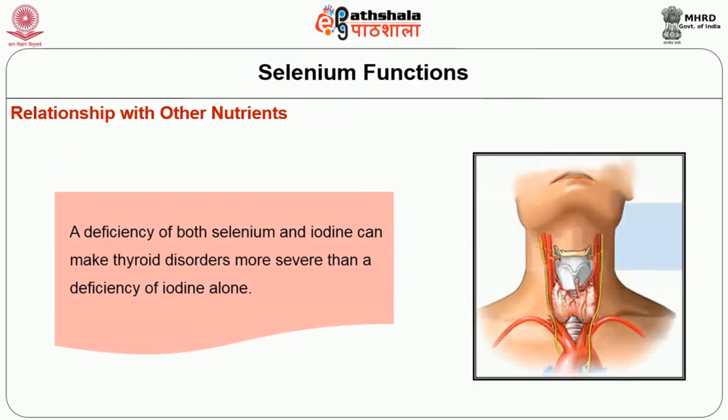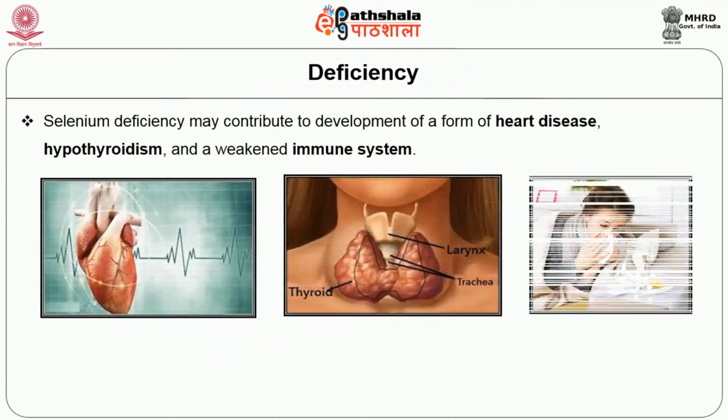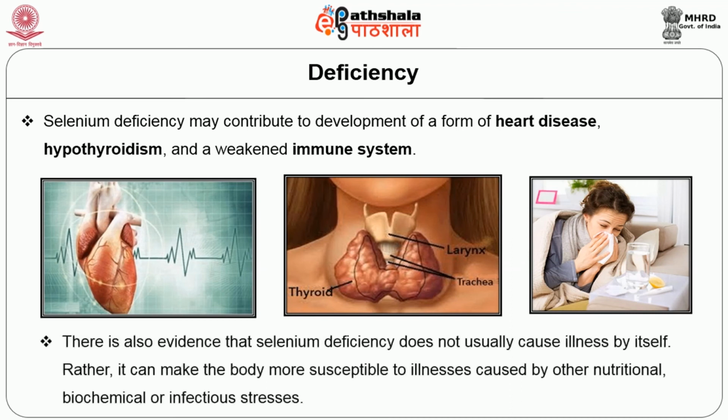Relationship with other nutrients. A deficiency of both selenium and iodine can make thyroid disorders more severe than a deficiency of iodine alone. Deficiency. Selenium deficiency may contribute to the development of a form of heart disease, hypothyroidism, and a weakened immune system. There is also evidence that selenium deficiency does not usually cause illness by itself. Rather, it can make the body more susceptible to illness caused by other nutritional, biochemical, or infectious stresses.